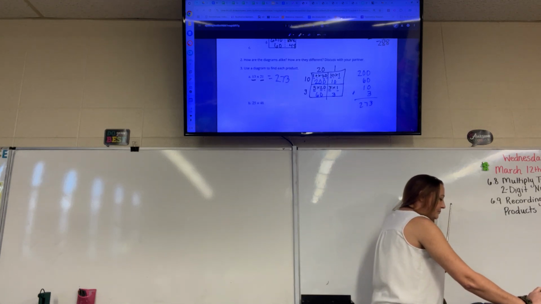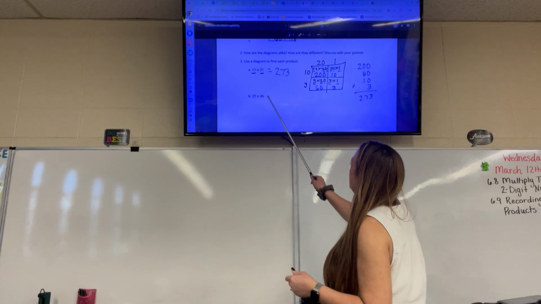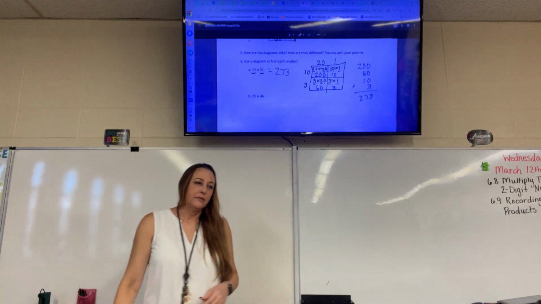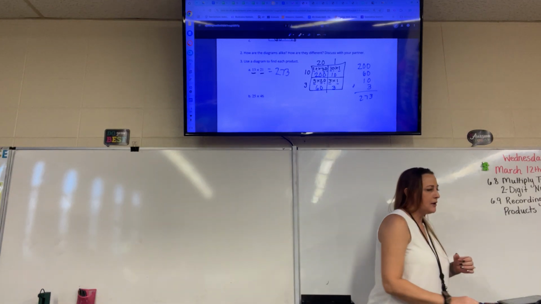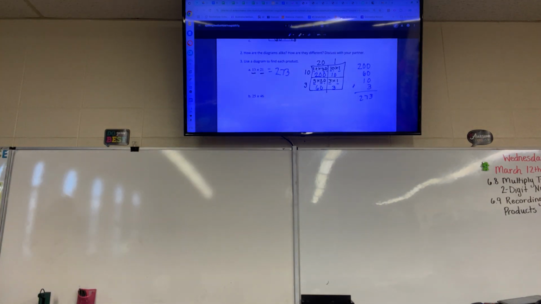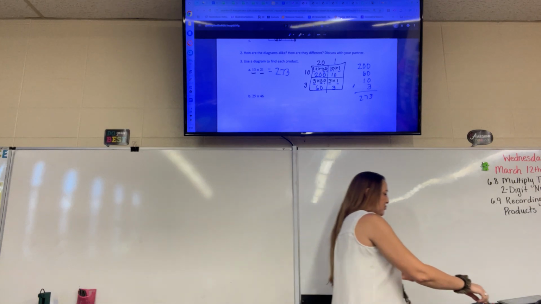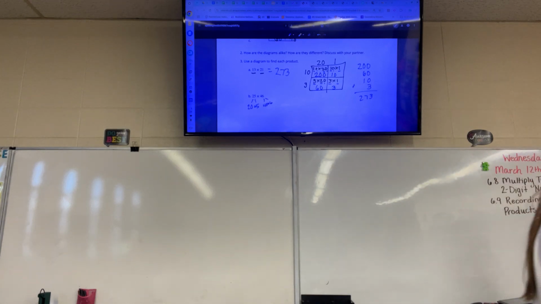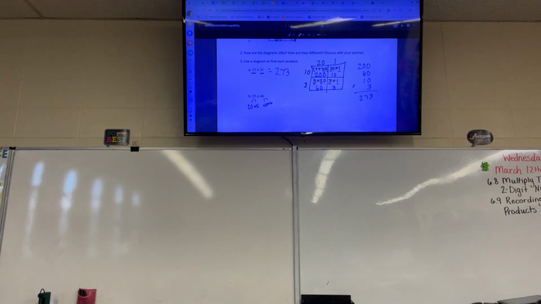Okay. On your marker boards, I want you guys to do this problem. Make a model just exactly like this one. So 25 is going to split into 20 plus 5. 46 will split into 40 plus 6. So make a box, make it big enough to write in. Can you write in that? We're going to have to write the expression.